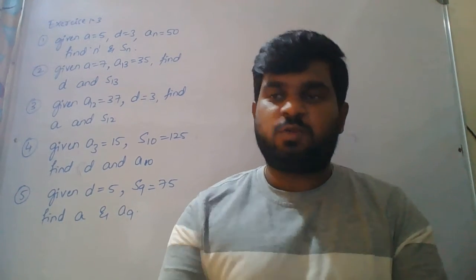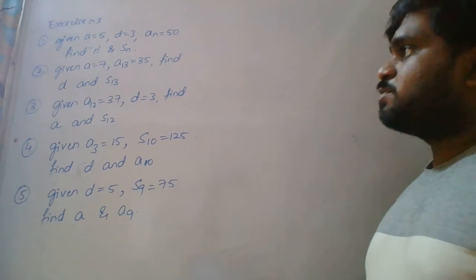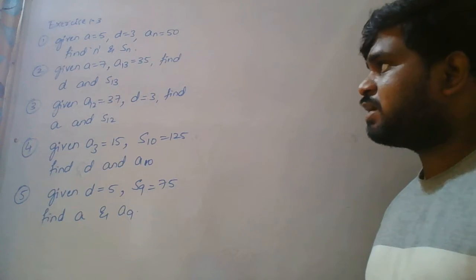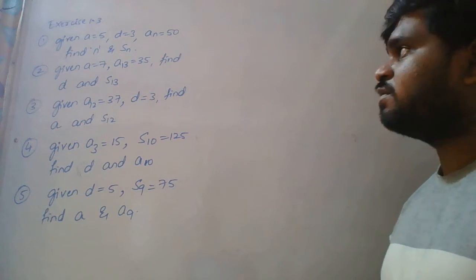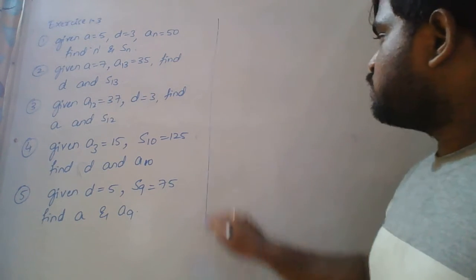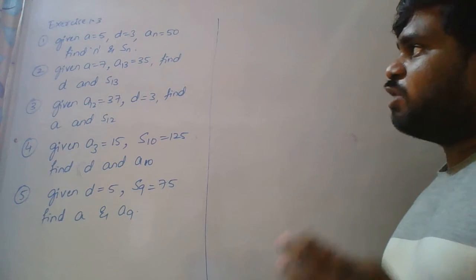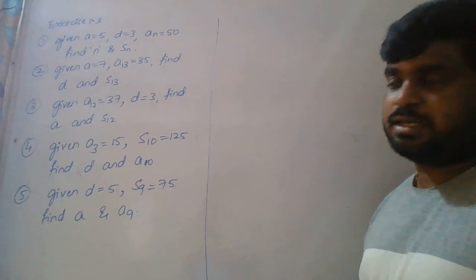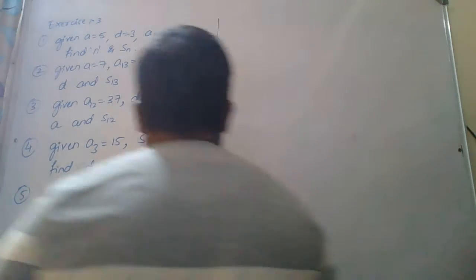Okay students, let's continue with the next problem. In the third one, we have got 10 sub questions. I've taken the first 5. In the first one, they've given you the value of a, d and the nth term. We have to find the value of n and Sn. Okay, so these are the given things.